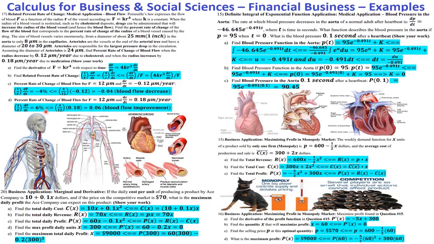On the other hand, consider the percentage rate of change of blood flow when r is 12 micrometer and dr by dt this time is 0.18 micrometer per year. The radius is increasing, meaning there is a cleanup of cholesterol in the artery. The cholesterol is getting cleaned up. So the percentage blood flow will increase by 6% per year. Okay, so this is a medical application of calculus.